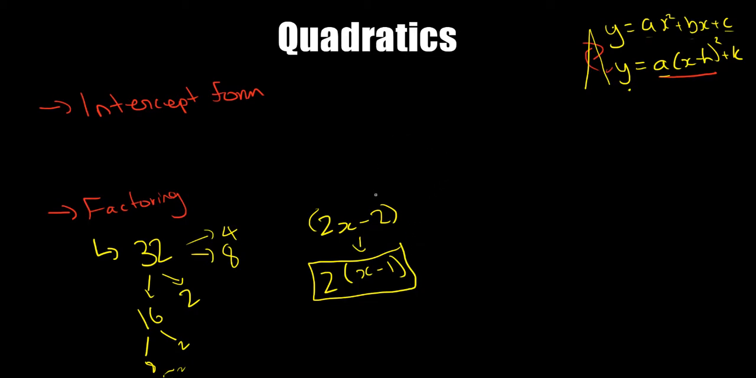Okay, but what if you had something like this? X squared minus 4x minus 3. How would you factor something like this? It looks a little more complicated, right? So let me walk you through some examples to show you how you could factor something like that.